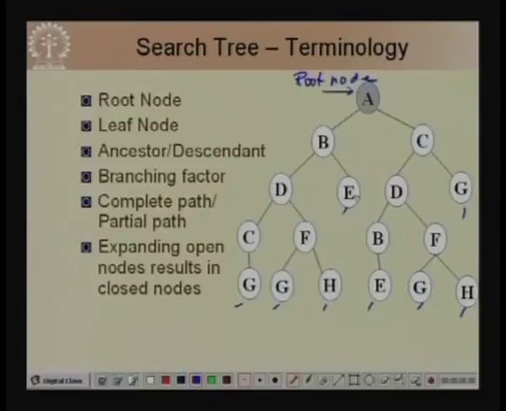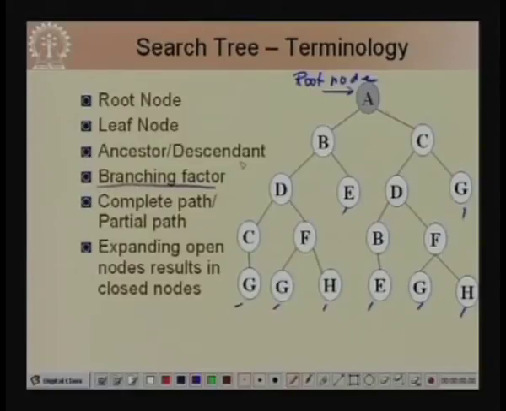For the search tree, E's parent is B, and E's ancestors are B and A. For this node F, the ancestors are D, B, and A. The descendants of F are G and H. Descendants of C are D, G, B, F, E, G, and H.